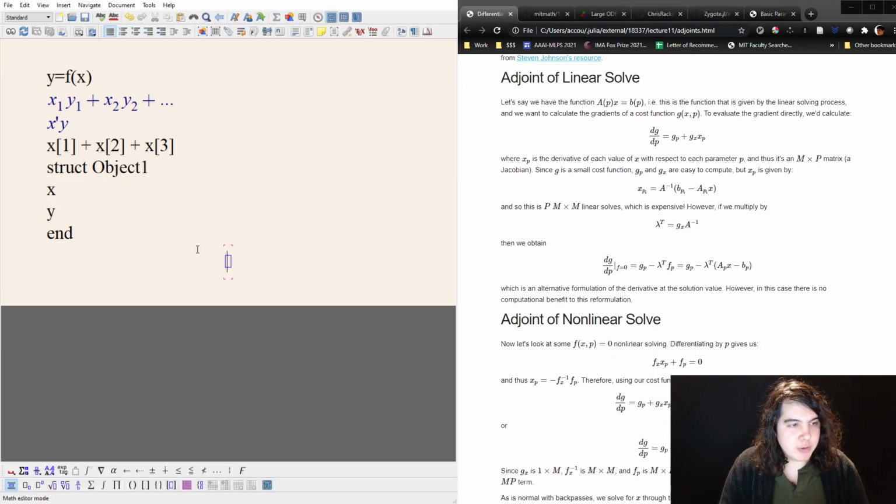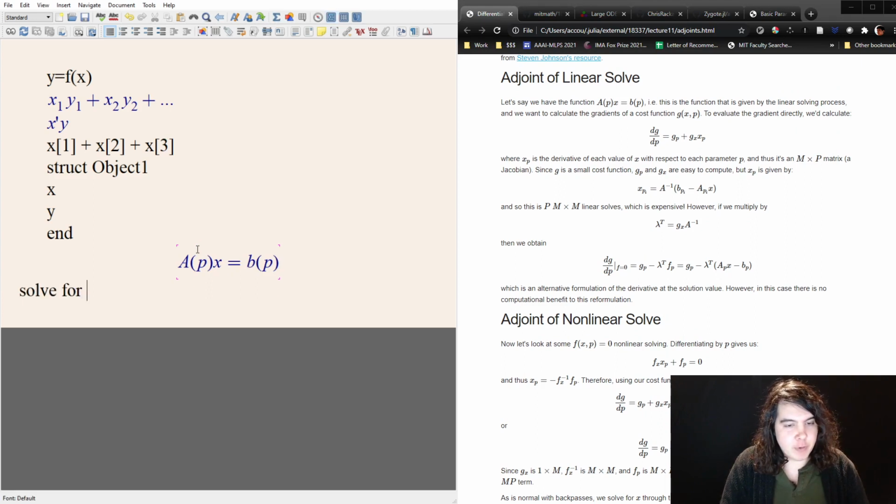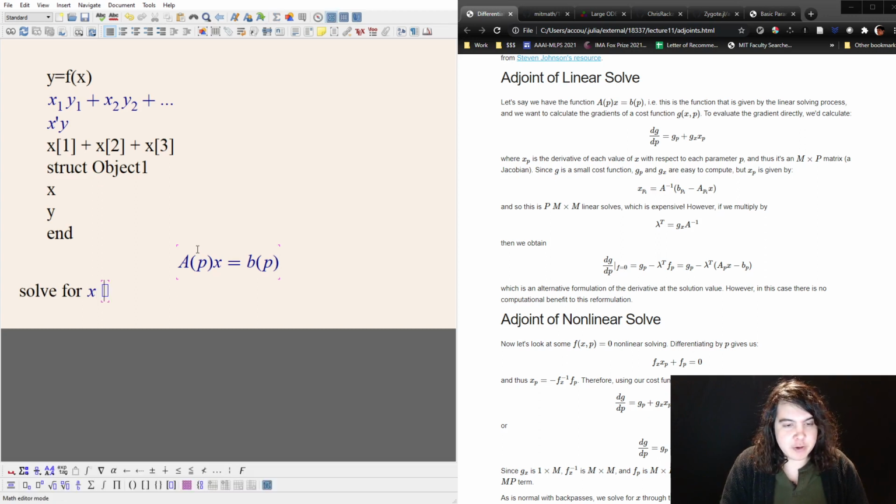So the problem of linear solve is: A, possibly a function of parameters, x equals b, which is possibly a function of parameters, and we solve for x. This is the problem of a nonlinear solve. Now let's say we have g of x, p as some cost function that comes after it. The derivation of adjoints usually happens with a cost function, but there's a trick that I'll show you that brings it back to reverse mode automatic differentiation.